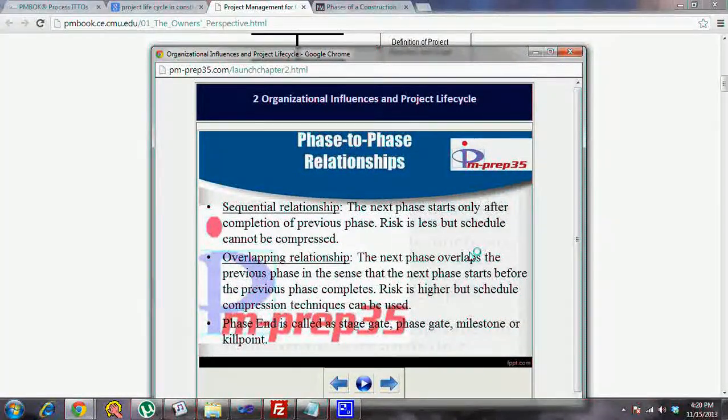Face-to-face relationships. So we know that the project has a life cycle. The life cycle is split into phases. Now again, the project life cycle can be called adaptive life cycle or predictive life cycle.